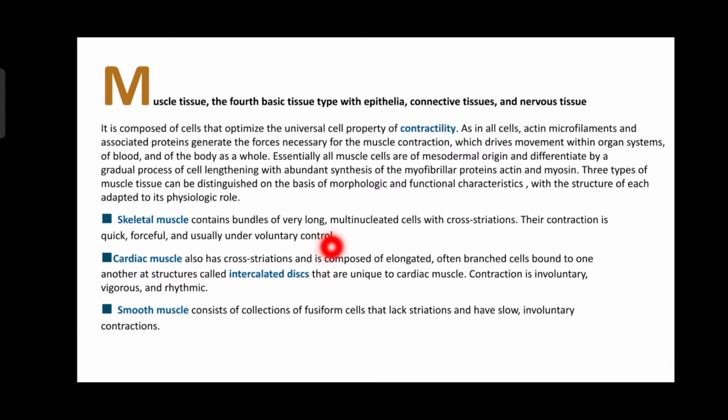Cardiac muscle also has cross striation, but it is involuntary. The special property of cardiac muscle is that its cells are interconnected via the intercalated discs. Contraction is involuntary, vigorous and rhythmic. Smooth muscle is a collection of fusiform, spindle-shaped cells. They lack striations and have slow involuntary contraction.